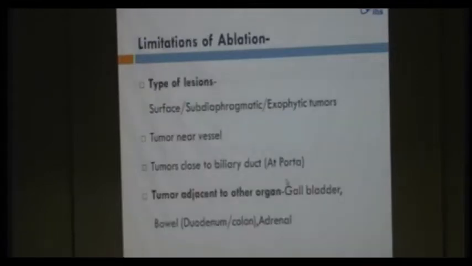There are some limitations of ablation based on the location of the tumor. If the tumor is located on the liver capsule, then there is a high risk of injury to the diaphragm or adjacent organs. If the tumor is located near a vessel, then there is a chance of incomplete ablation. If the tumor is near the bile duct, then there are chances of stricture formation in future.